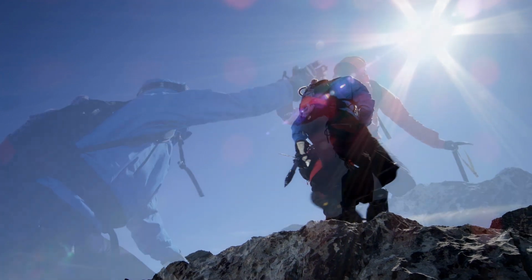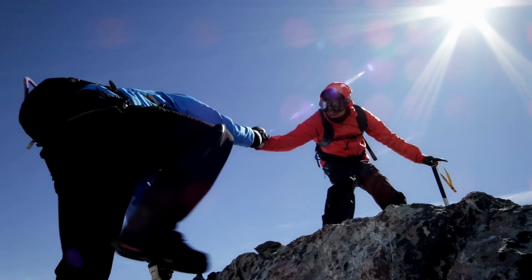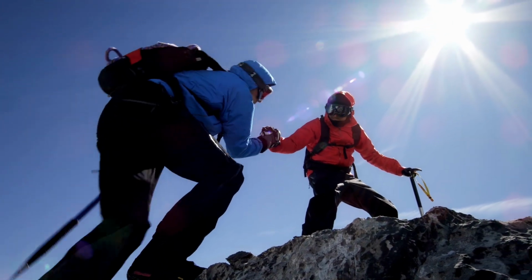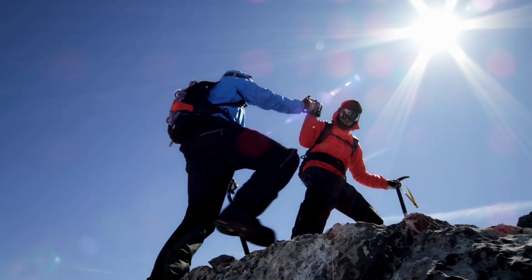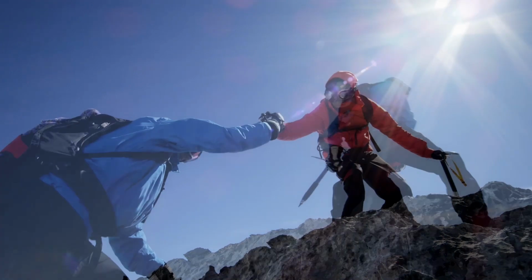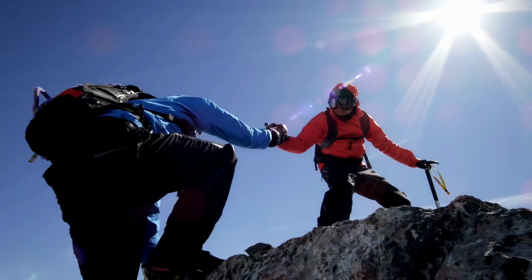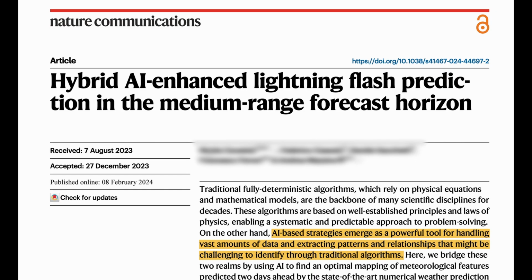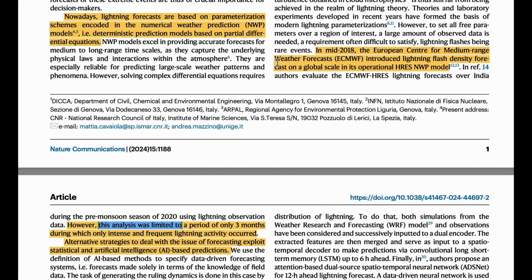Let me show you some examples of research gaps. I need to clarify that I didn't write these articles, I didn't participate in the research, and I don't know the authors. I'm showing you the same articles I presented to you earlier. So let's take a look at the first article. The title is Hybrid AI Enhanced Lightning Flash Prediction in the Medium Range Forecast Horizon. So let's take a moment to look at the introduction section.